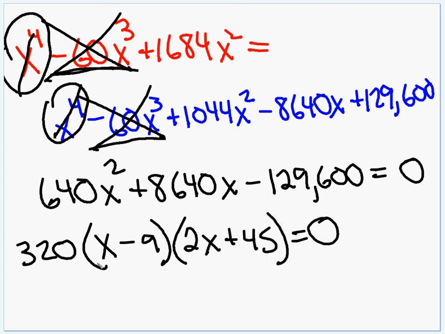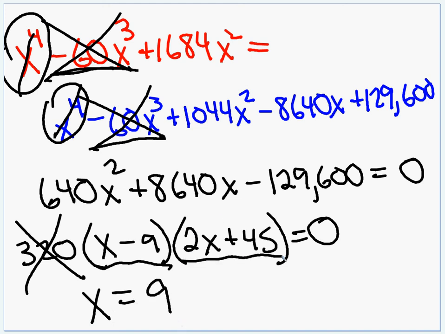All right. If we divide by 320, that's gone. If we set the first factor to 0, we get x equals positive 9. And if we set the next one equal to 0, we'll subtract 45 and divide by 2. That is a negative 22.5. And there we go.